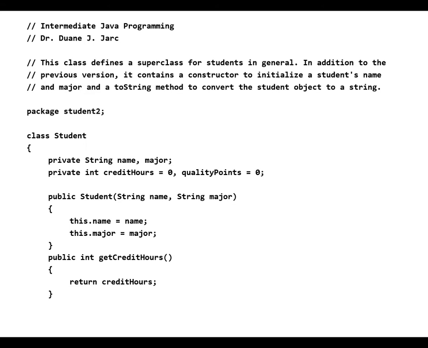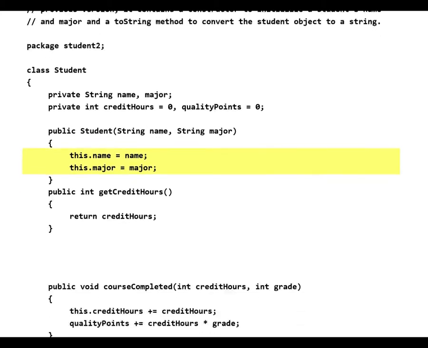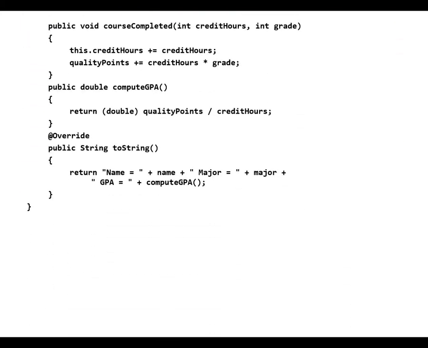Let's examine the revised version of the student class. Notice that we have added two new instance variables to the superclass, name and major. Because there are no reasonable default values for these variables, we have added a constructor to initialize these variables with the values supplied as parameters. Let's scroll down to the remaining methods. The other method that we have added is the toString method to enable us to display student objects.